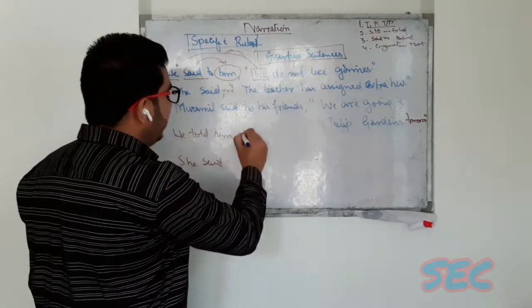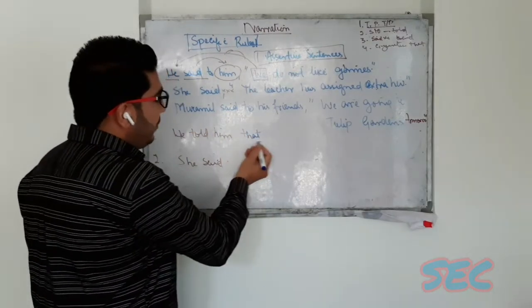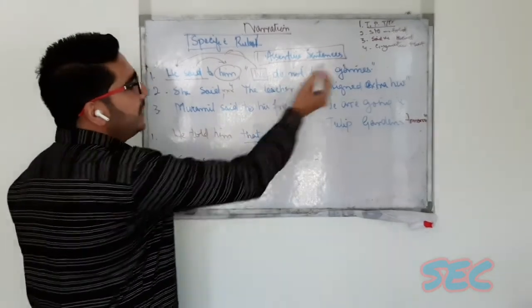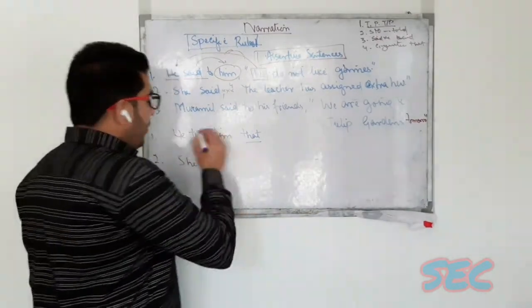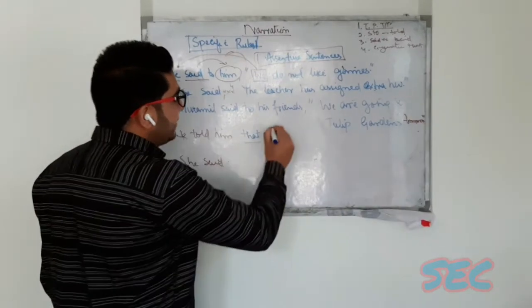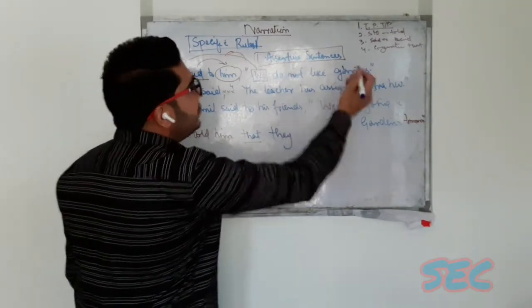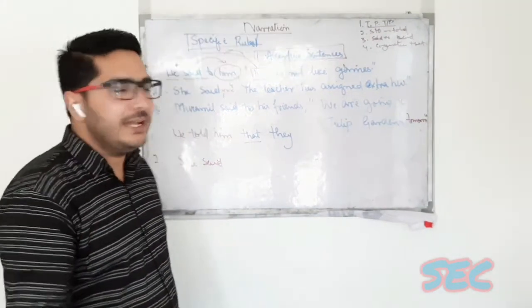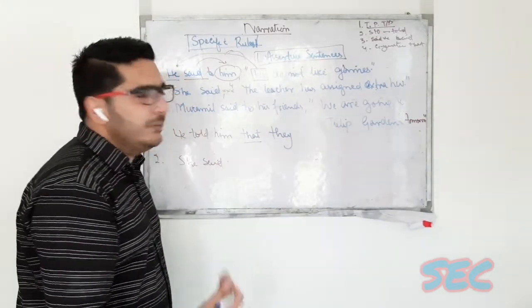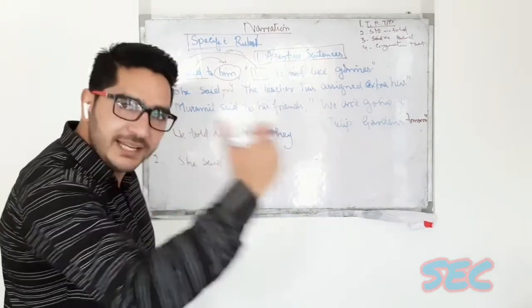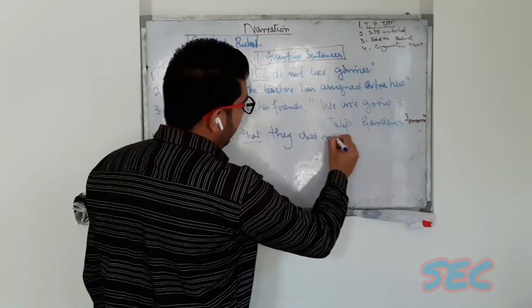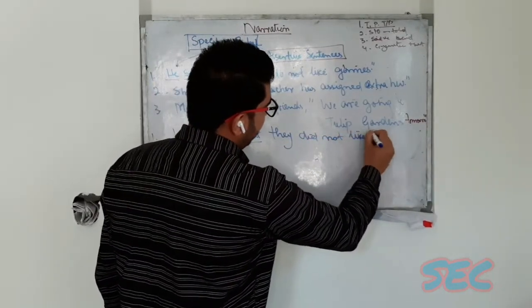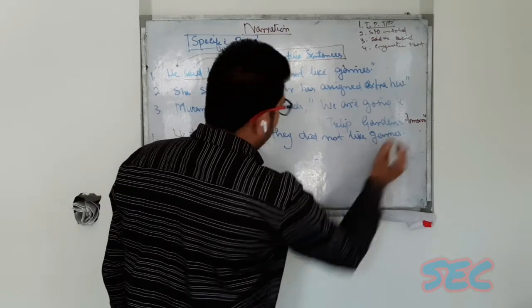So he told him that. First thing, we have to make use of this conjunction that in connecting these two parts. He told him that they don't like games. Present simple tense is changed into past simple tense. They did not like games.